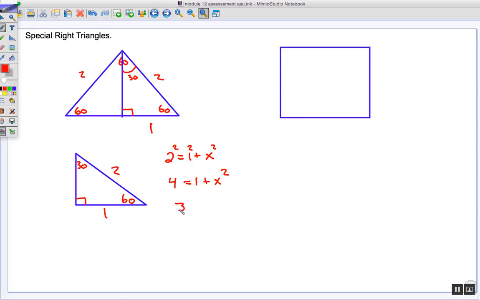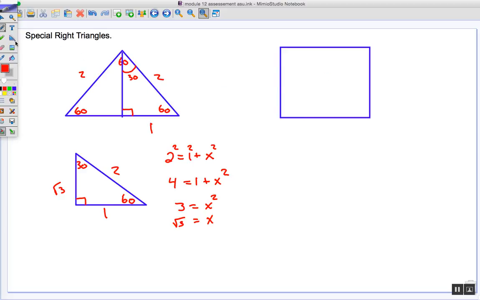Subtract 1 from both sides. 3 equals x squared. X is equal to the square root of 3. So this is our special right triangle. We're going to use this a lot for right triangle trigonometry. So you'll use this in this course, but you'll also use it in a pre-calculus course and really any math class you take past this one, like calculus or a course such as that. So, there's our 30, 60, 90.